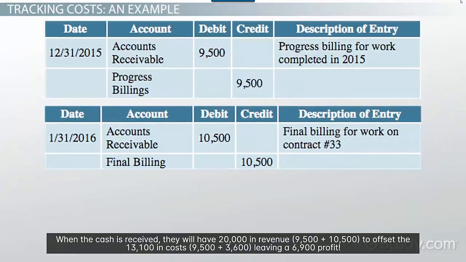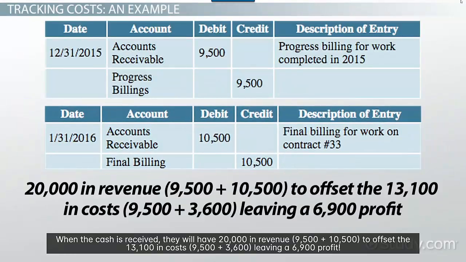When the cash is received, they will have $20,000 in revenue, $9,500 plus $10,500 to offset the $13,100 in costs, $9,500 plus $3,600, leaving a $6,900 profit.